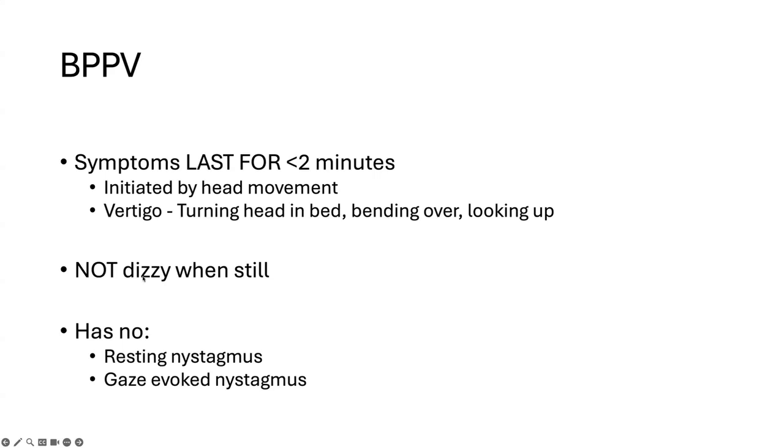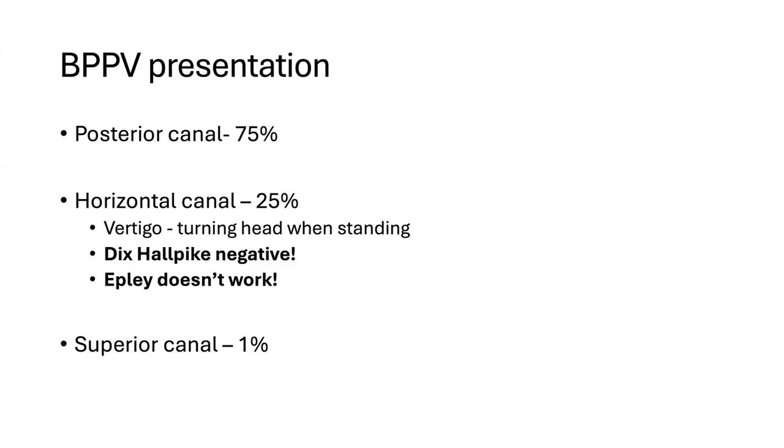So when they're still, they're not dizzy. And there's no nystagmus when they're resting. We did a previous talk on the HINTS exam, where we're differentiating between vestibular neuritis and stroke. One of the key things is that there is a resting nystagmus for those conditions. If we've got a nice benign BPPV patient who sits there and they have no nystagmus, and if they look to the sides, they also have no nystagmus.